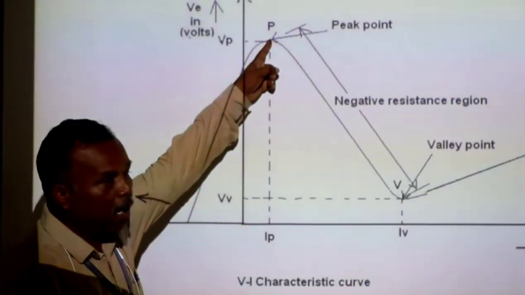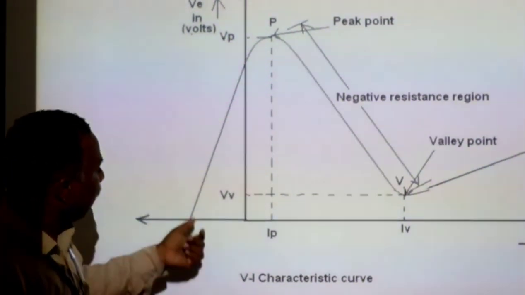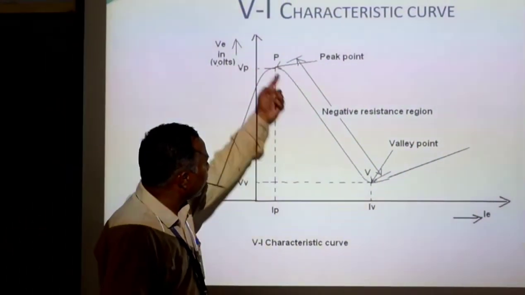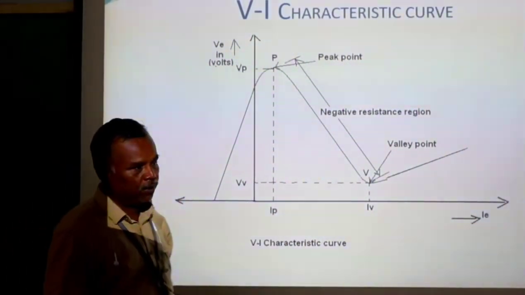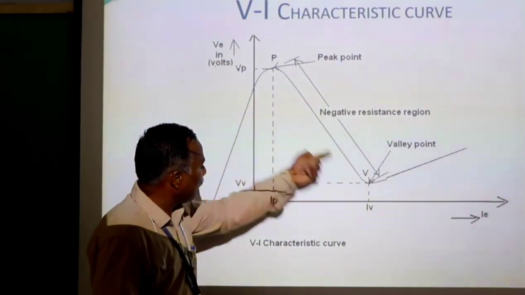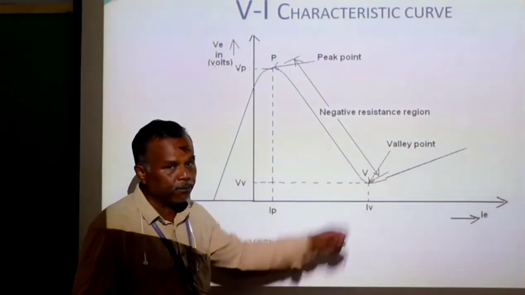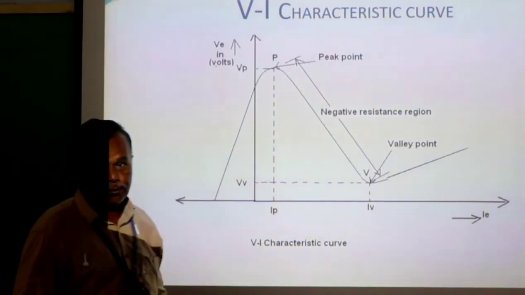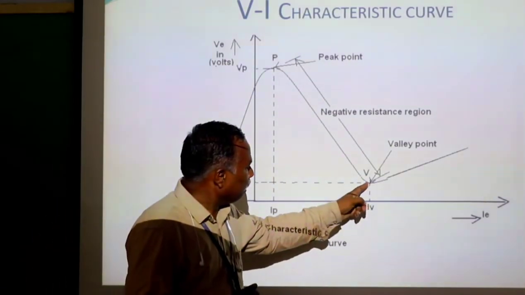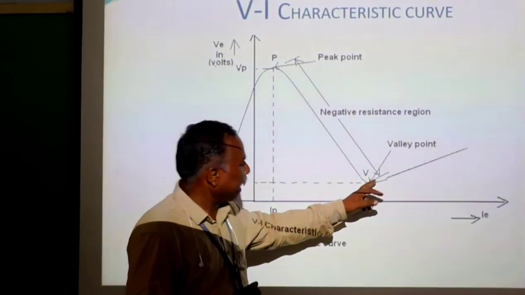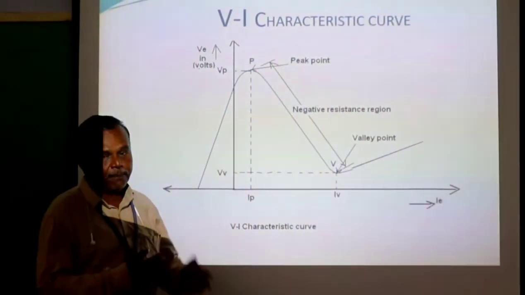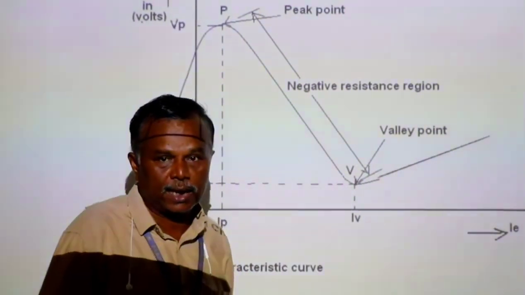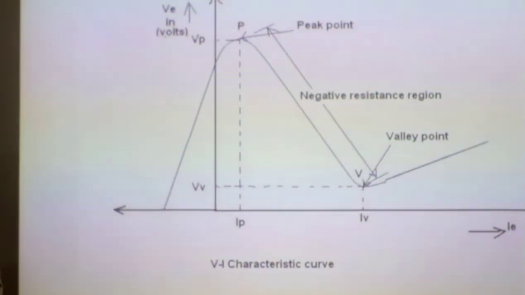At that point Vp, after increasing the emitter voltage, the voltage falls down towards the valley point. Therefore, the current is also increased towards IV. As IV is increased, the voltage is dropped down to the valley point. After the valley point, the diode acts like a forward biased ordinary PN diode. Therefore, the UJT acts like an ordinary PN diode. This is the operation of the UJT.